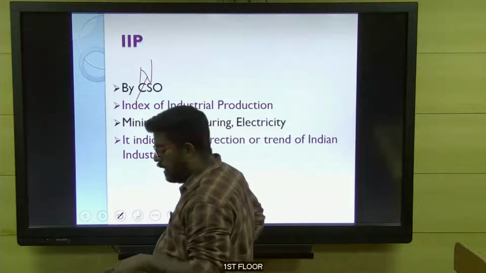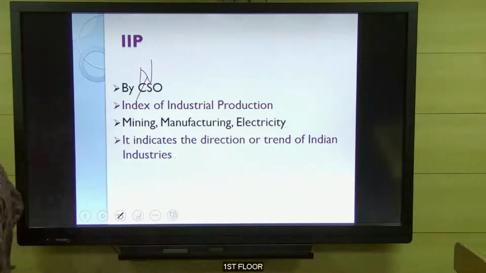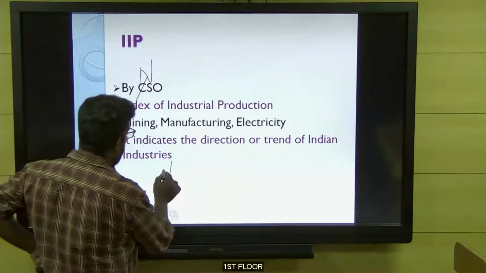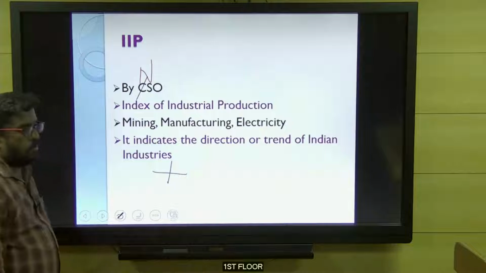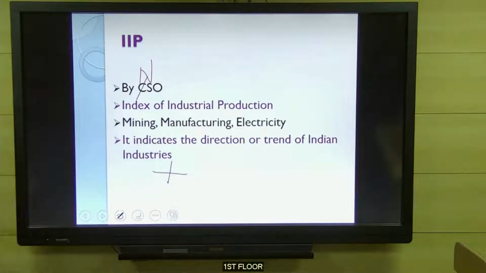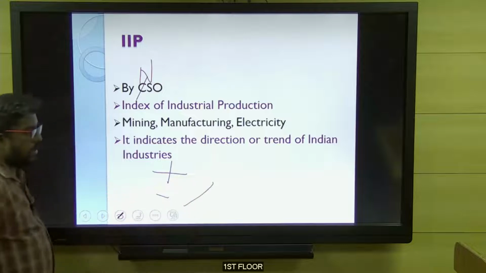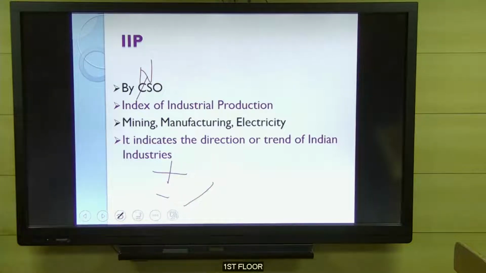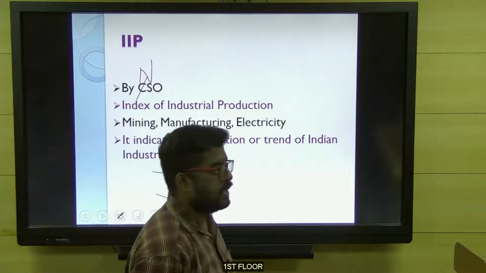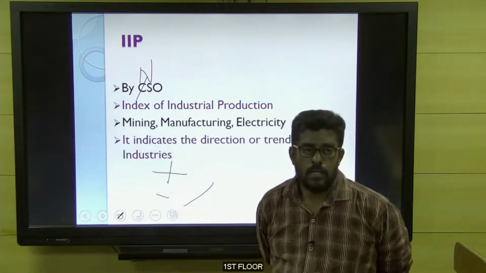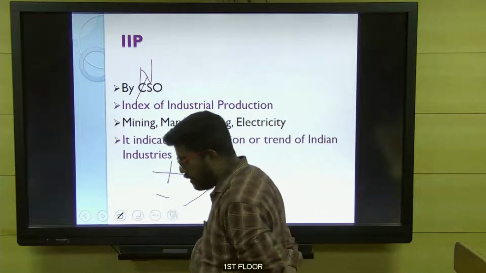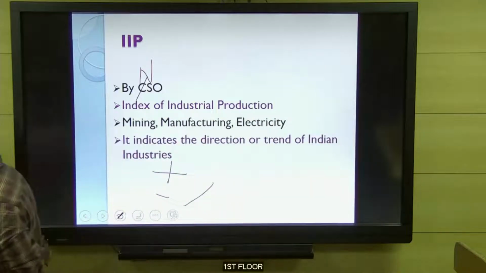This indicates the direction of the trend of Indian industries. When the data is positive, we can understand that our industry is moving forward. When the data is negative, we can understand that industries are moving backward, or growth is going backward. So it gives an idea about the progress of Indian industries.